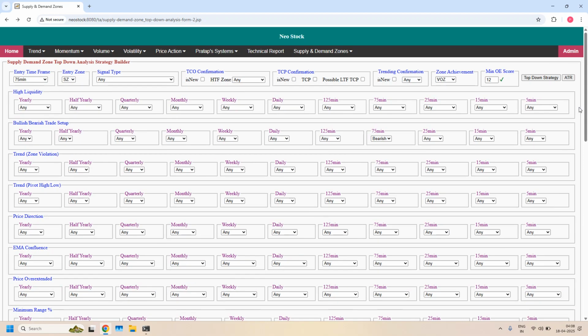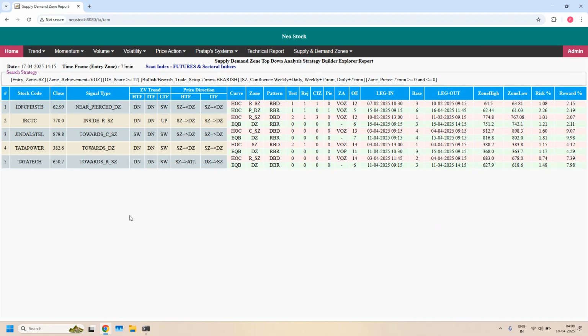With these 3 filters, LTF, ITF, HTF supply zone confluence, we got 5 stocks. That means in all the 5 stocks, these 75-minute supply zones are overlapped with the daily supply zone. Both together again overlapped with the weekly supply zone. And the weekly trend is down in 4 stocks out of 5. If any of those 4 stocks have weekly EMA confluence, then they might have an even higher probability of success. So let us filter.